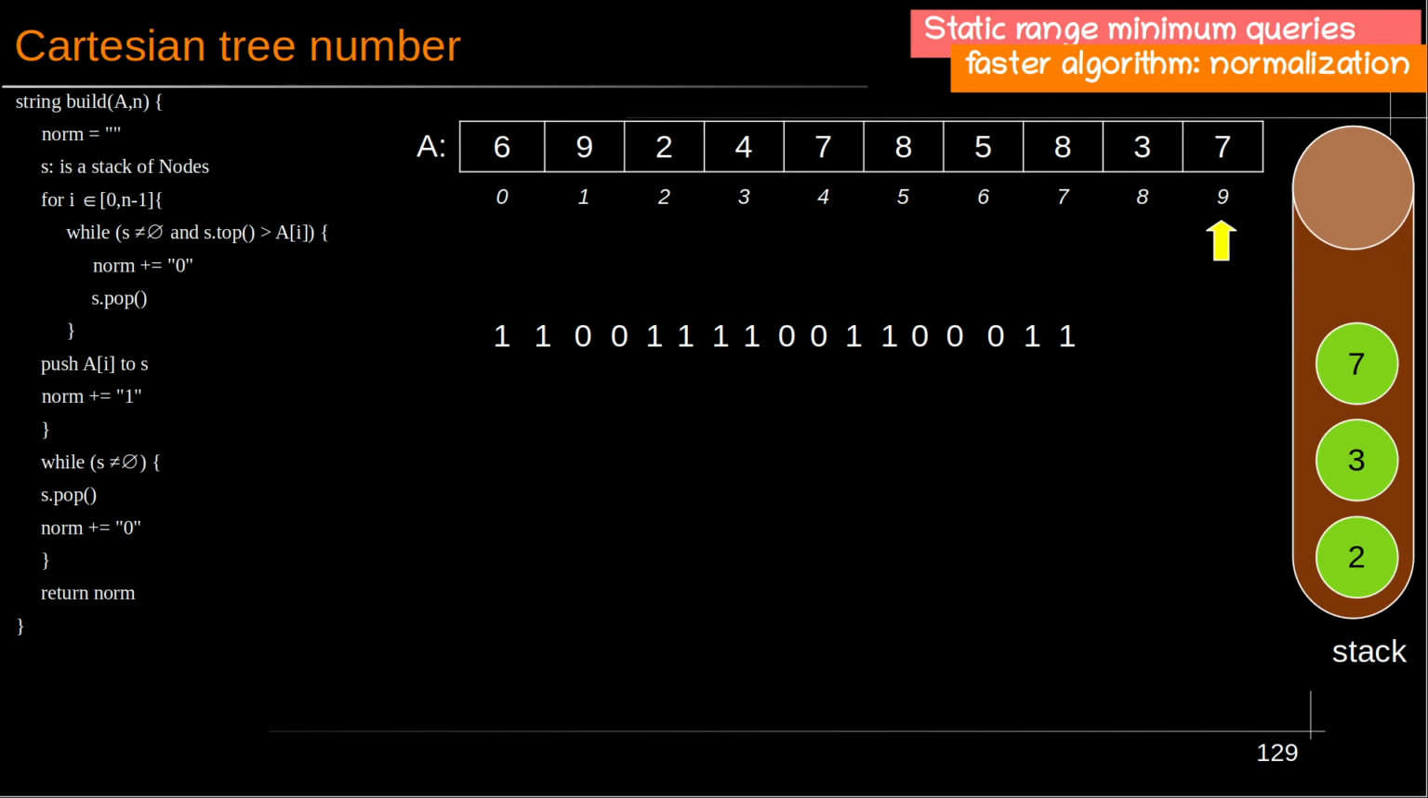Then we pop everything from the stack when we reach the end of the array. Pop 7 at 0, pop 3 at 0, pop 2 at 0. This is the binary representation of that array. This is the shape of the Cartesian tree using this algorithm.